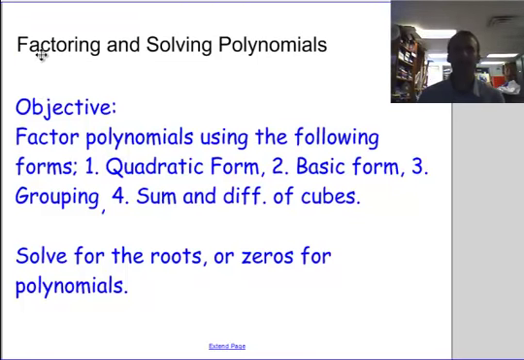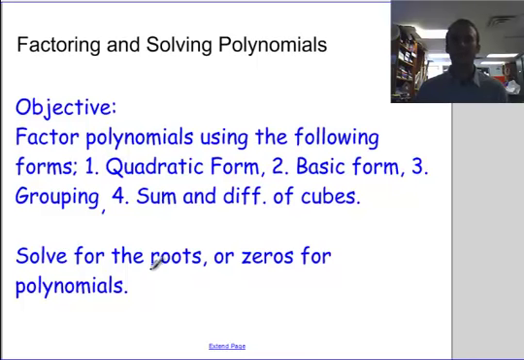Okay, students, so today we are factoring and solving polynomials. So the way that we're going to factor, part of our objective is we're going to use these different forms of factoring. We're going to use the quadratic form, the basic form, grouping, and sum and difference of cubes. Now we've done grouping before and we've done sum and difference of cubes, but we'll review that. And then we're going to solve.